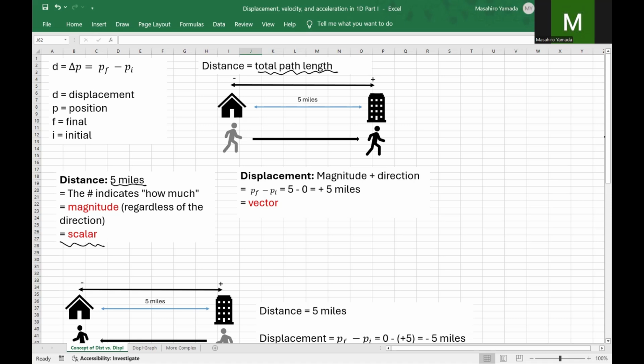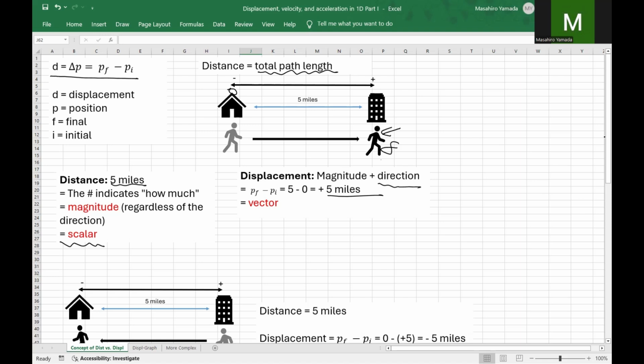Displacement, by definition, is this. P is the position of the person, F is the final, I is initial, and this delta sign means the difference. So whenever you see any delta sign, it indicates subtraction of one place from another place. So by definition, displacement is the final position minus initial position. Using this formula, his final position is over here, which is his workplace, which is 5. And then the initial position is 0, which gives 5 miles.